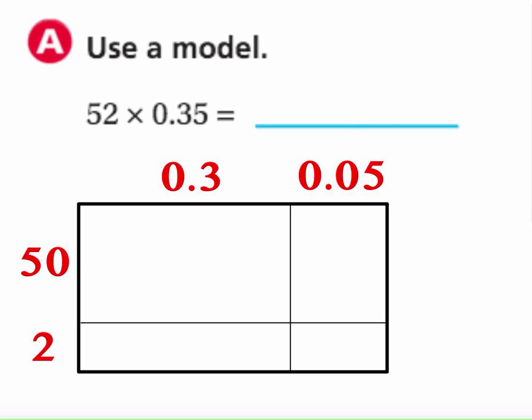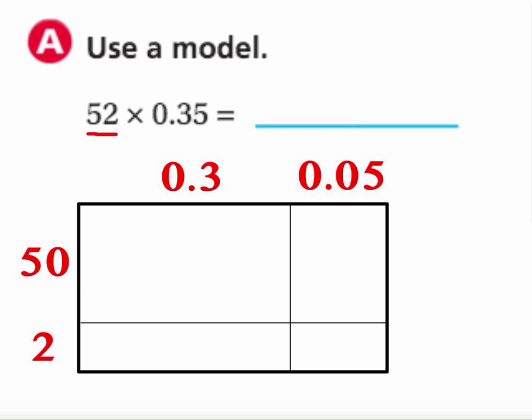Now, here's how you set it up, class. The first number is 52. Now, the 5 stands for what? 50. 50, good. So I put 50 right beside here. And the 2 stands for 2. So I put a 2 down there. So 52 stands for 50 and 2.